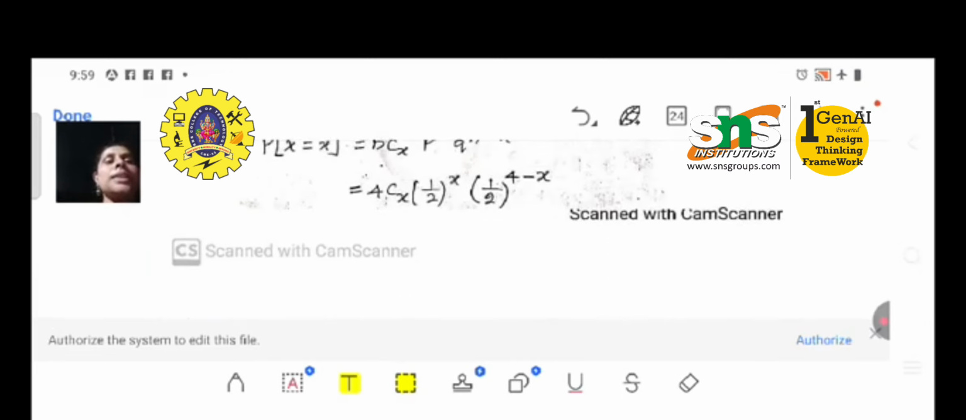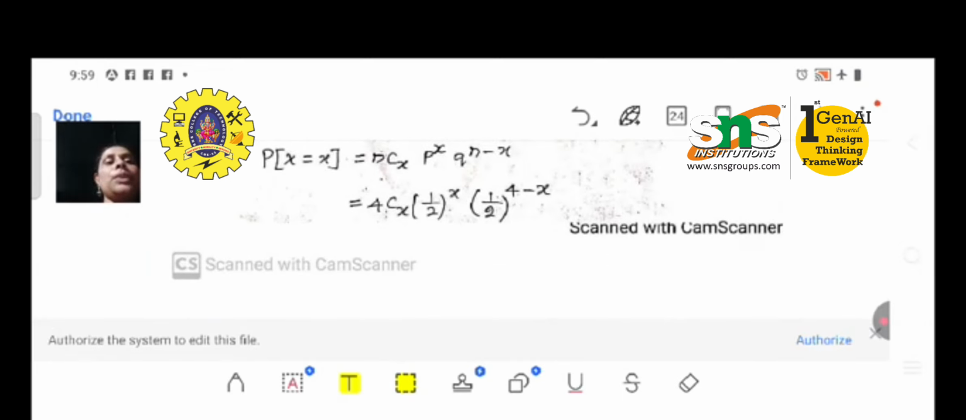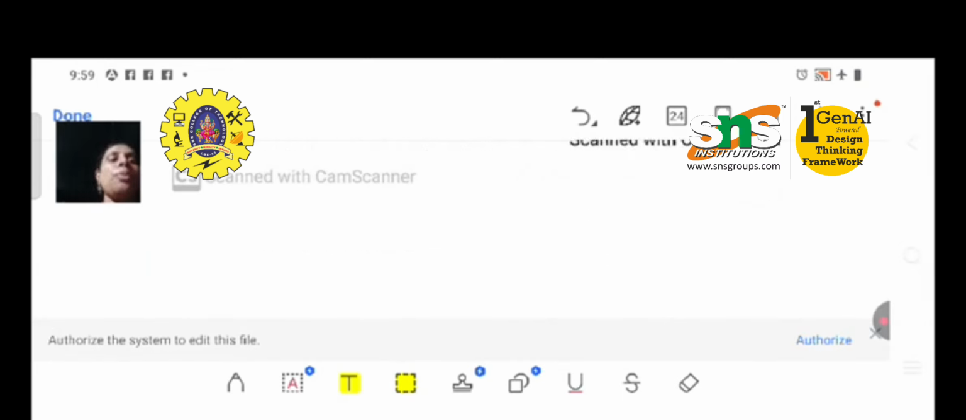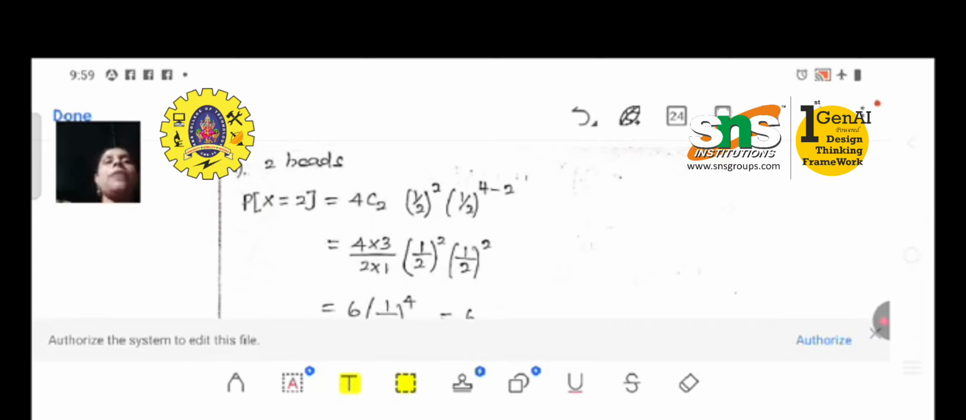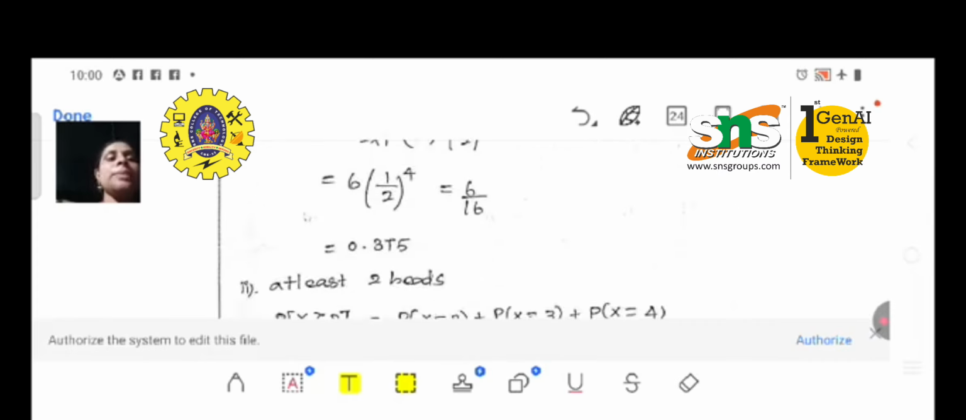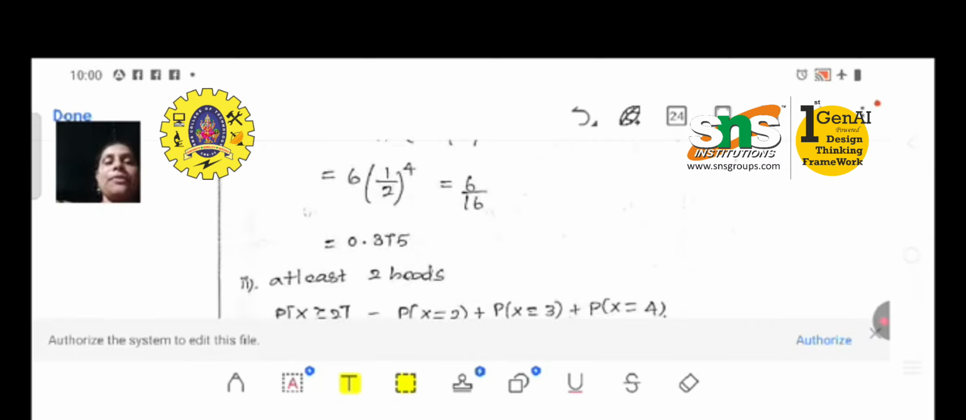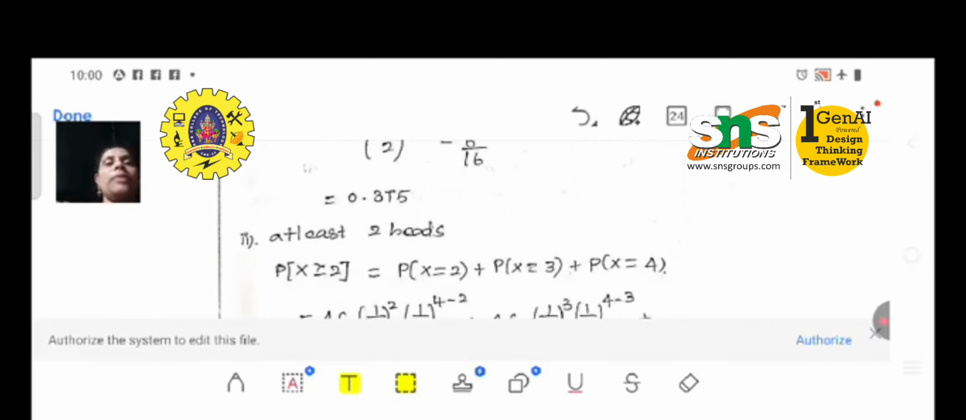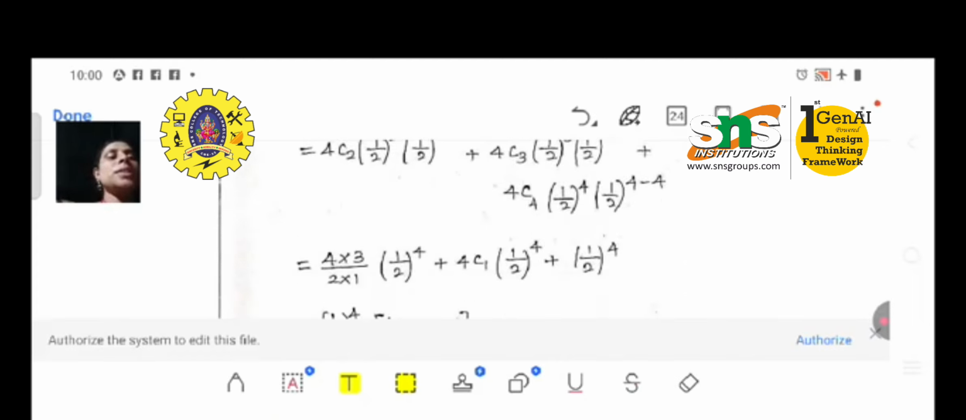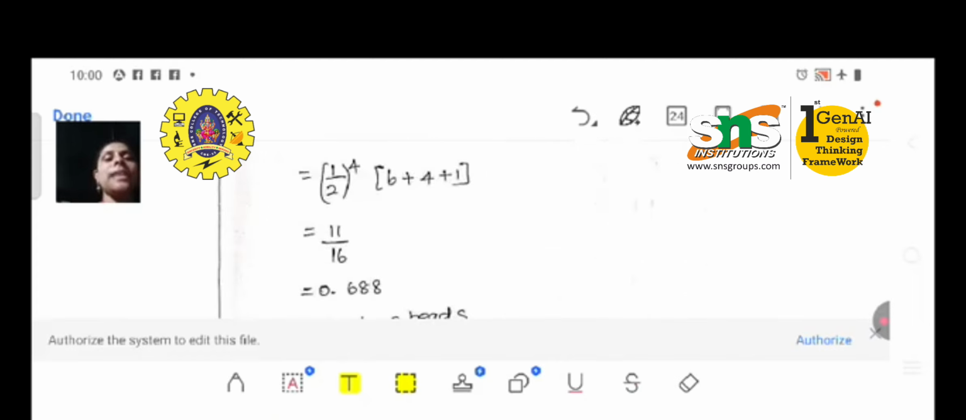After substituting in this equation, we get 4Cx (1 by 2) to the power x (1 by 2) to the power 4 minus x. Then we substitute for exactly 2 heads, at least 2 heads and at most 2 heads. So P(x equal to 2): we replace x equal to 2. After simplifying, the answer is 0.375. Then we find at least 2 heads, x greater than or equal to 2. Here n is 4, so we have to find x equal to 2, 3, 4. After simplification, we get the answer 11 by 16.